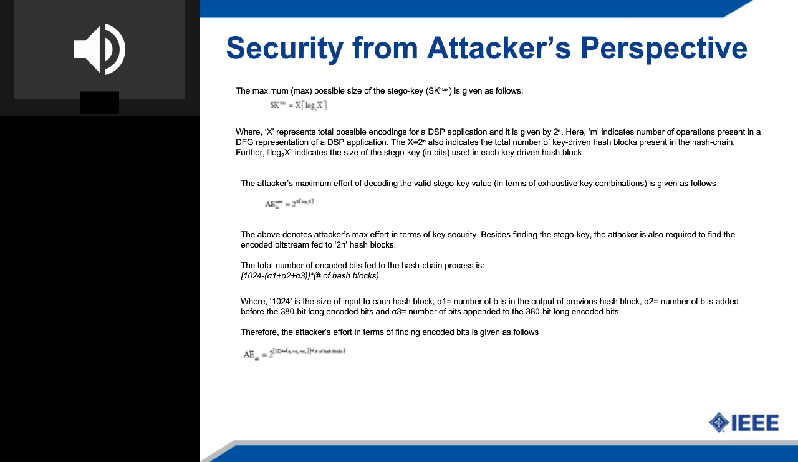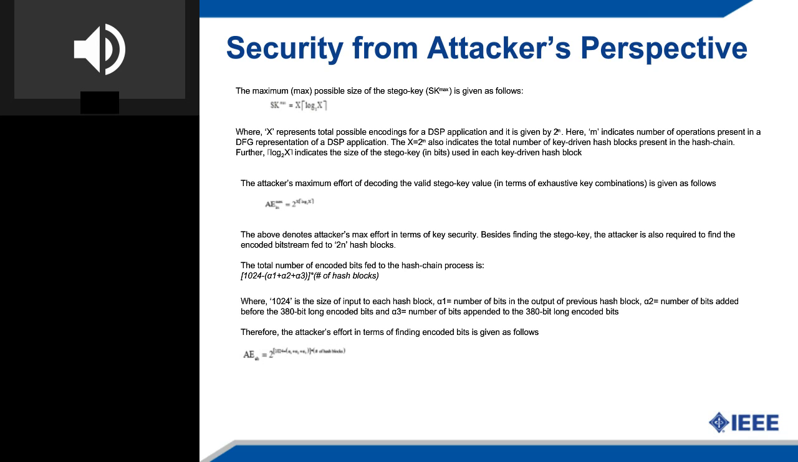In terms of the attacker's maximum effort of decoding the valid stego constraints, that could be given as 2 to the power x log x, because that is the exhaustive number of combinations or attempts that an attacker has to make. The above denotes the attacker's maximum effort in terms of key security. Now, besides the key security, the attacker also has to find out the encoded bitstream information that is fed into the 2 to the power n hash blocks.